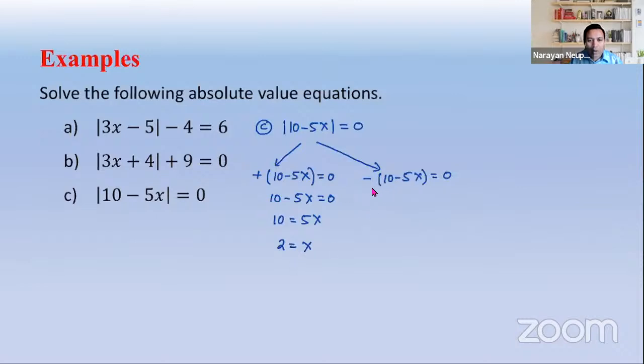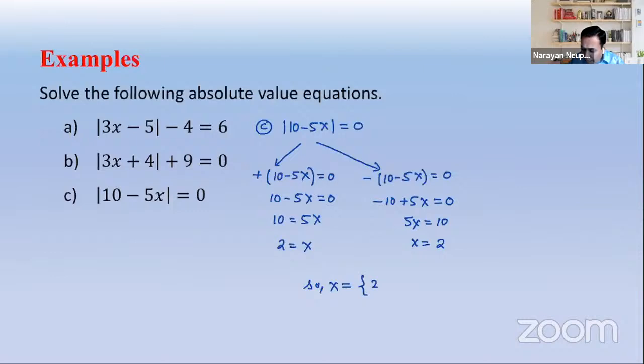Now, if you look at the second equation, there is a negative sign. So if we distribute that negative, that will be negative 10, and negative and negative is positive 5x equal to 0. If we add 10 on both sides, we get 5x equal to 10. Now you can divide on both sides by 5, so you get x equal to 2. So in both cases, whether you take the first equation or second equation, you are getting x equal to 2. That means the only solution that we have is x equal to 2.